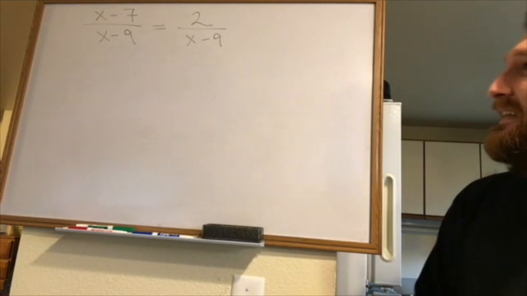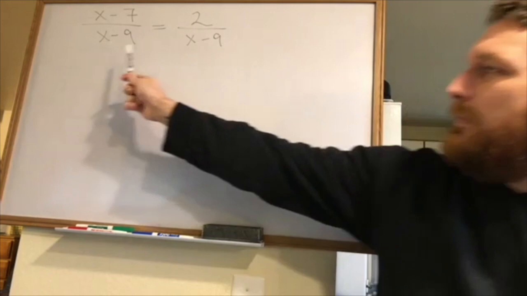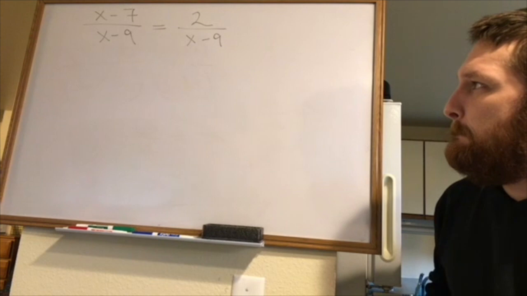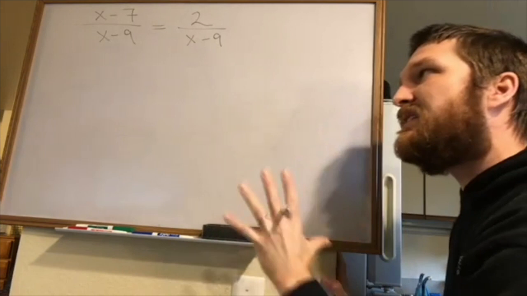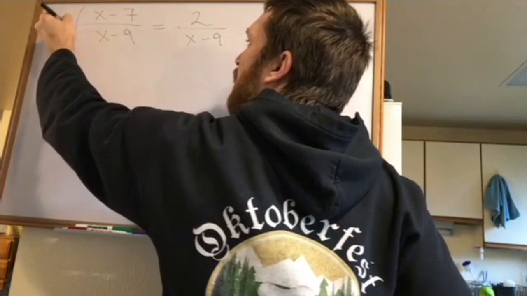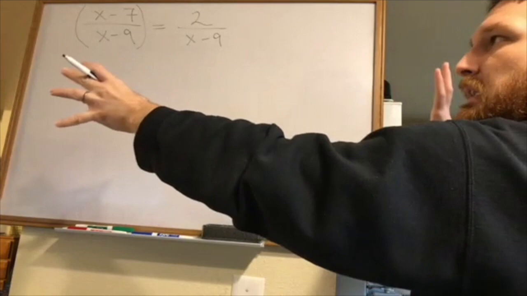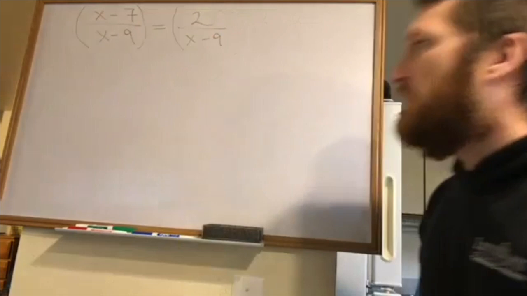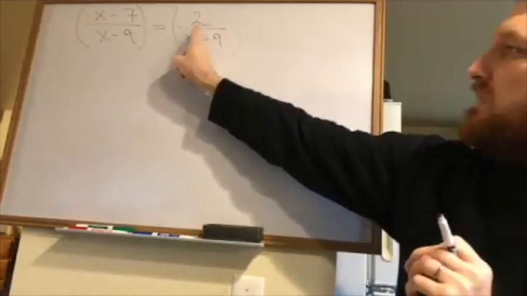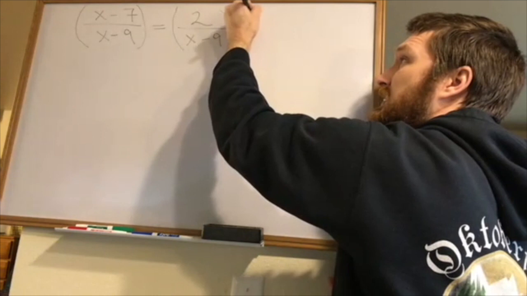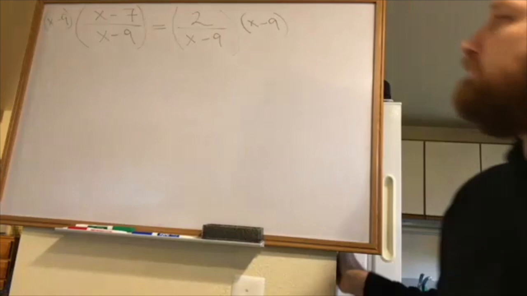So what do I need to do to kill all of these denominators? What do I multiply by in order to kill those guys? X minus 9, right? And I'm going to suggest that you use parentheses, because parentheses are our best friend in this class. These are going to get uglier and uglier. If you get into the habit right now of putting parentheses around these guys, that will help you in the future. So we want to multiply by x minus 9, which I'm also going to put in parentheses. Whatever I do to one side of the equation, I have to do to the other side, x minus 9.